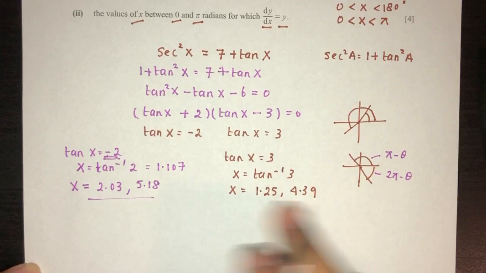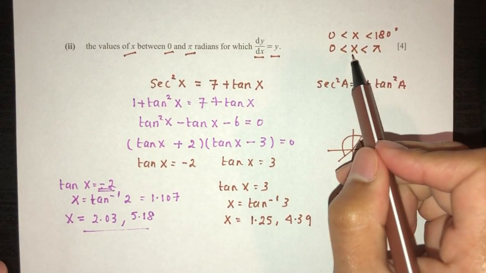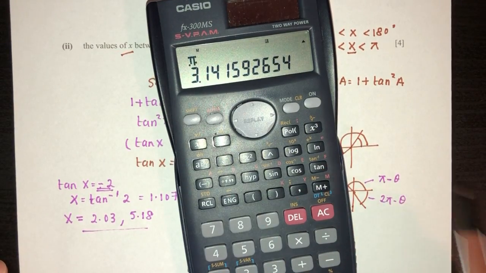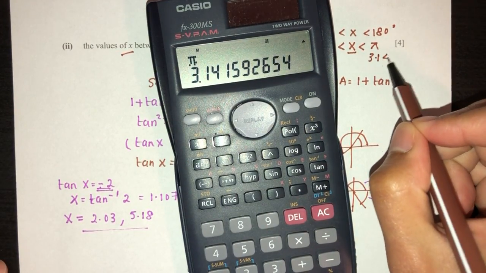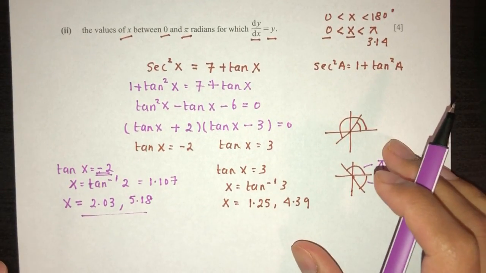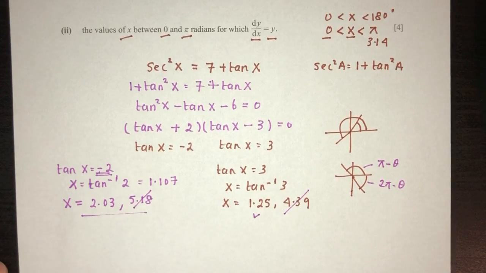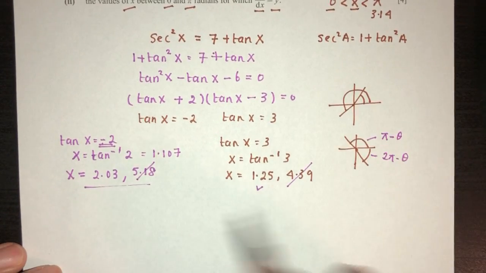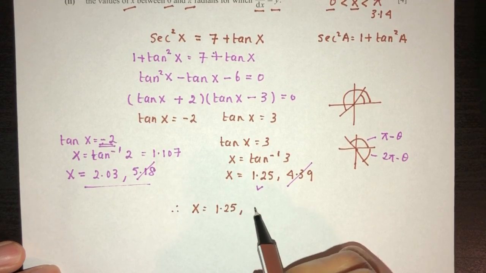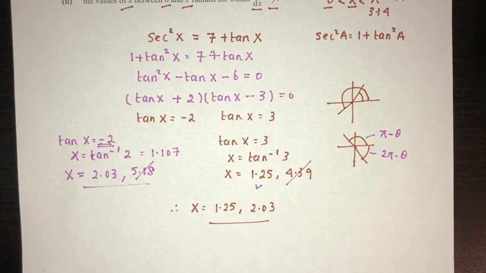Now we have these values of x, so now we have to look at our range, our domain. X is only between this and this. What is the value of pi? Pi is just 3.14. Now let's check which one is inside this domain. So this one is good, this one is outside, this one is outside. So the two possible values of x can be 1.25 and it can be 2.03. And this is your answer for part 2 of this question.